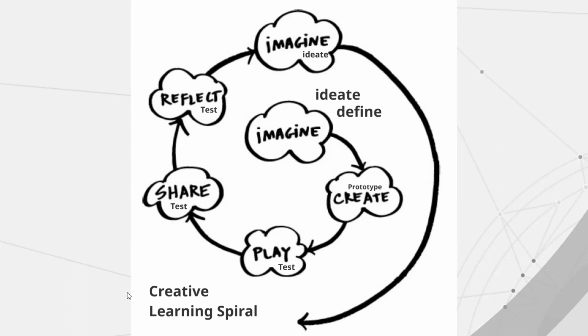This is step by step. You just build a bridge in the playground. Well, you're going to test the bridge. If it falls, you're going to build it again. So after playing, you share it with peers, reflect on it, and imagine again. This spiral is very cool because it's like a loop. You're always doing it again.